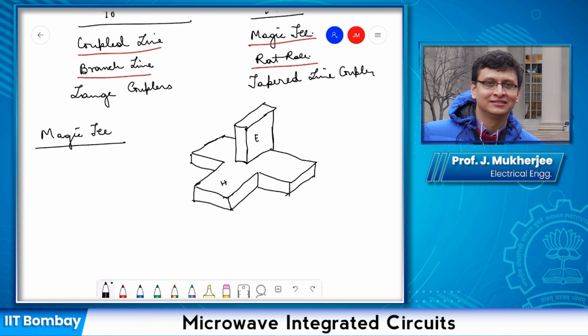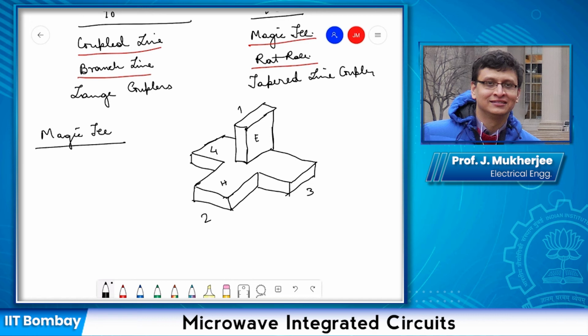The ports are numbered as this is port 2, this is port 3. The numbering retains the sense in the sense that if port 1 is the input port, then port 2 should be the isolated port, port 3 should be the coupled port, and port 4 should be the through port.